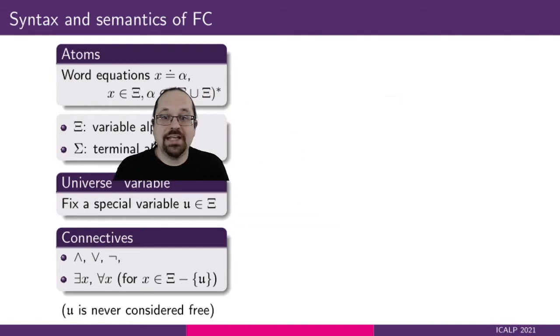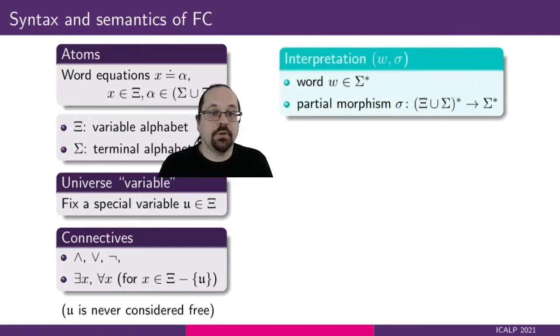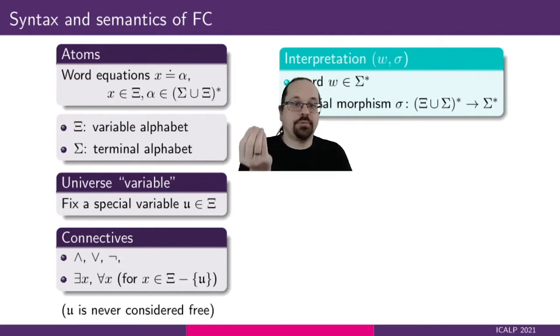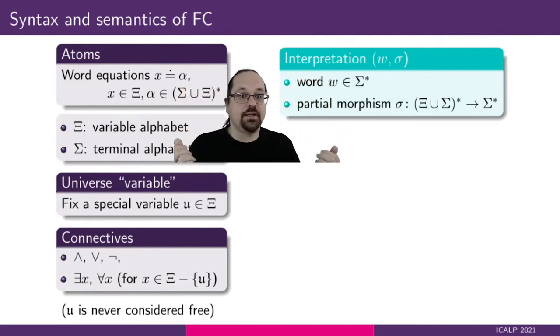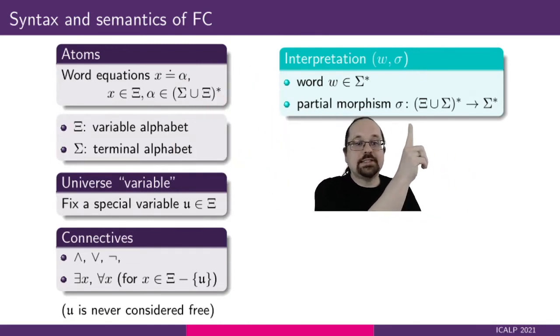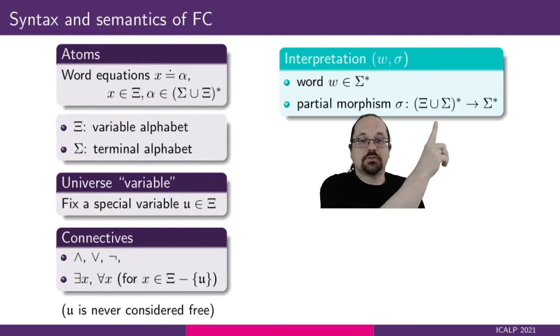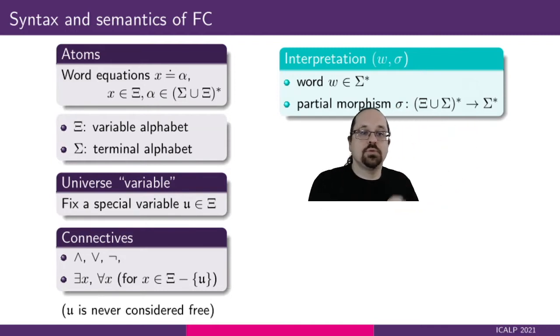Now for the semantics, our interpretations: we take a word representing our main structure and, well, the universe by taking all its factors later on, and a partial morphism that takes variables and constants, terminals, as input and maps them to terminal words.